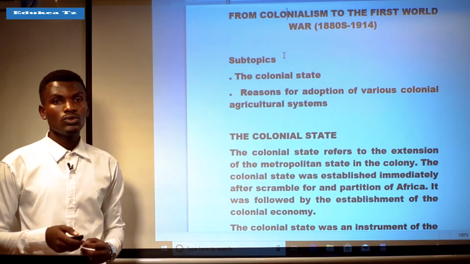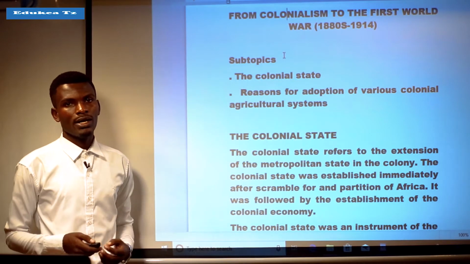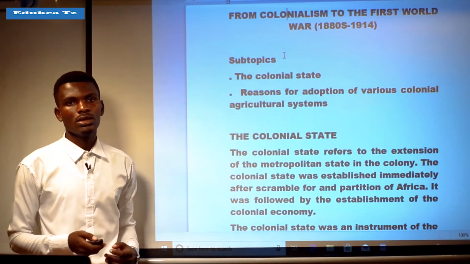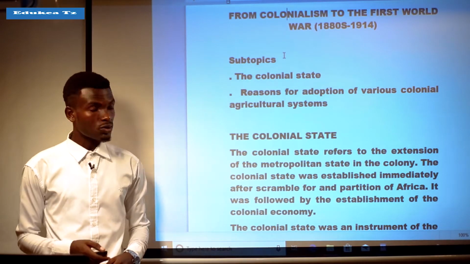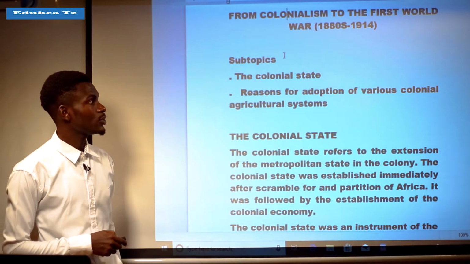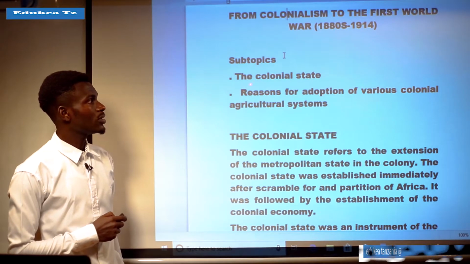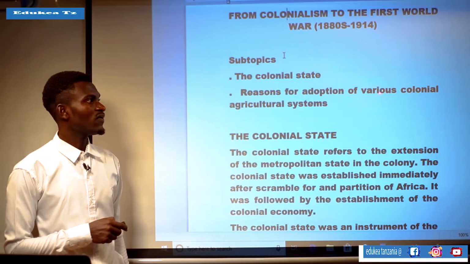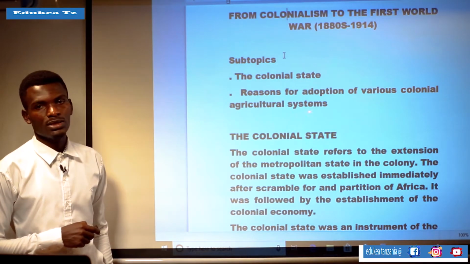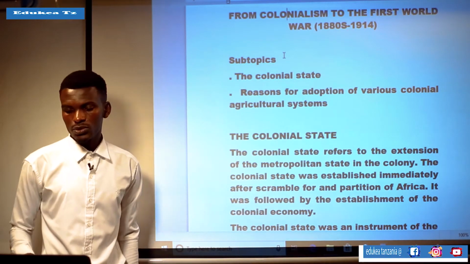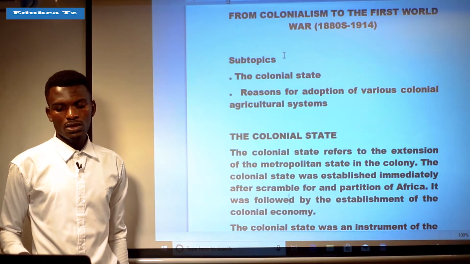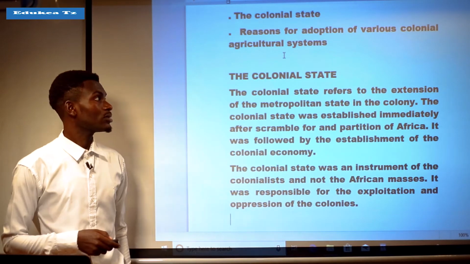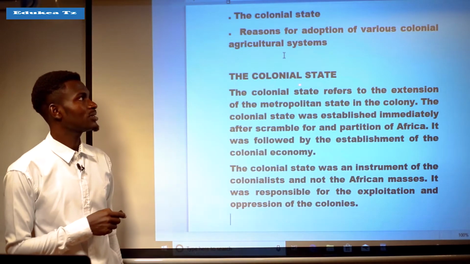It has two subtopics according to our syllabus, which we are going to see in our topic. The first subtopic is the Colonial States, and the second one is reasons for adoption of various colonial agricultural systems. So these are the subtopics we are going to deal with. Let us go directly to the first subtopic, which is the Colonial States.